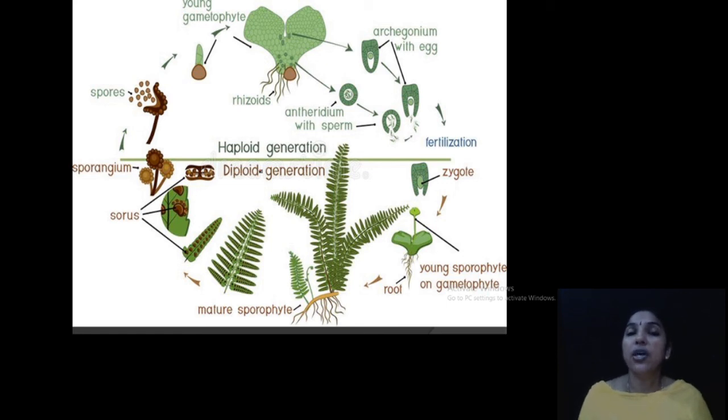Also note, ferns have specialized stellar structure, which may be of different types. Okay. So, I hope you understood well.